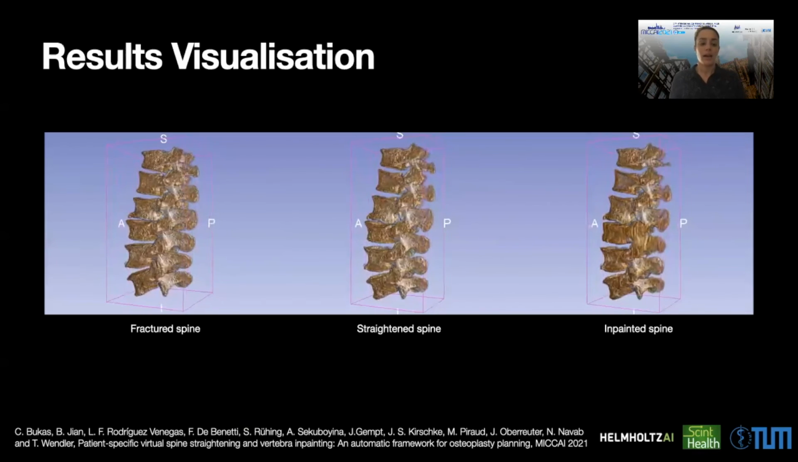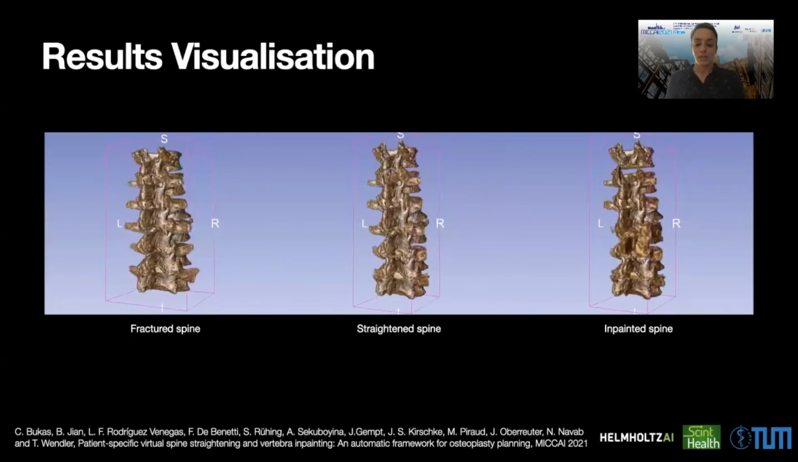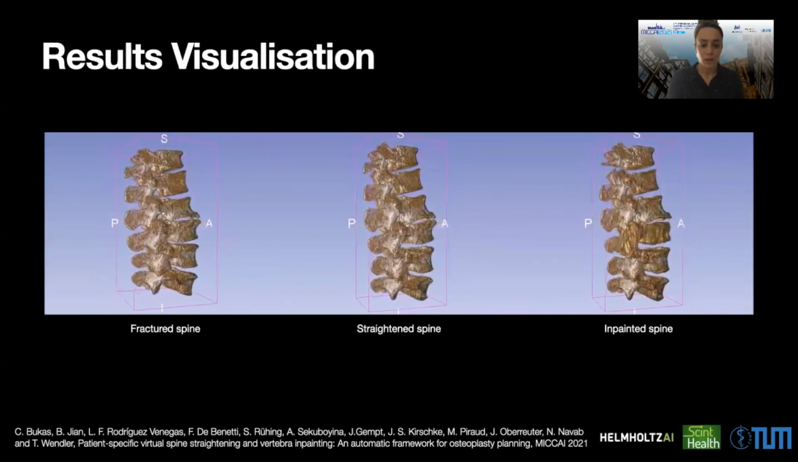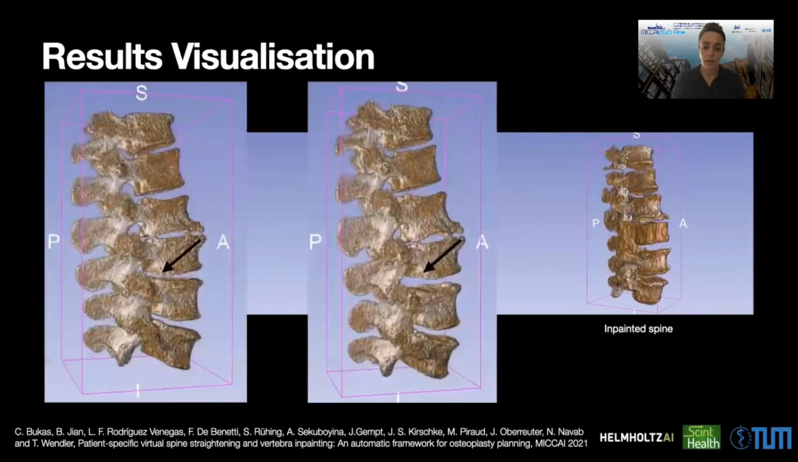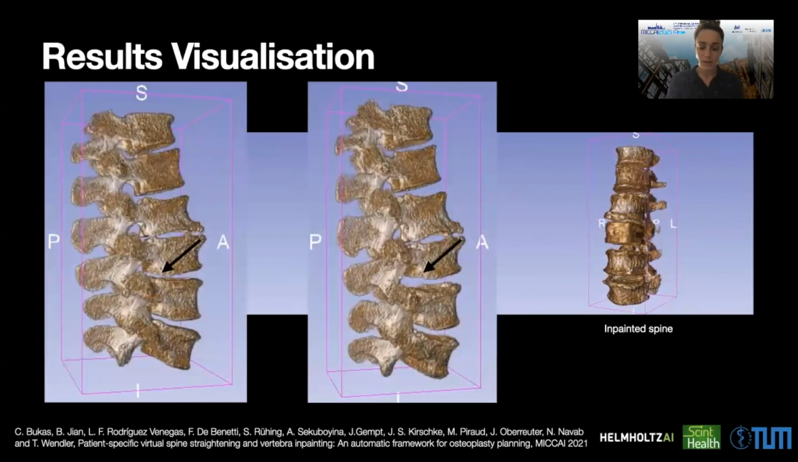Here you see some results. On the left, we have the fractured spine, in the middle is the straightened spine, and finally the inpainted spine. Looking a bit closely, you see here an example of how after our straightening algorithm, space has been created around the fracture.